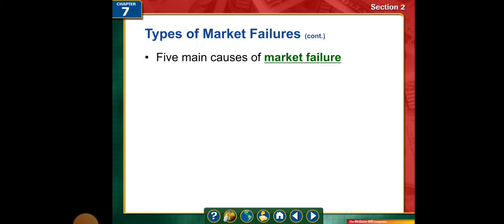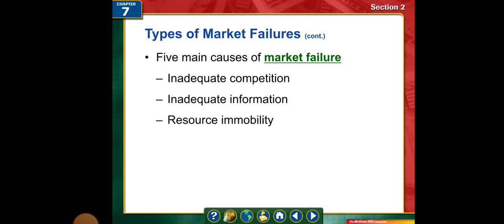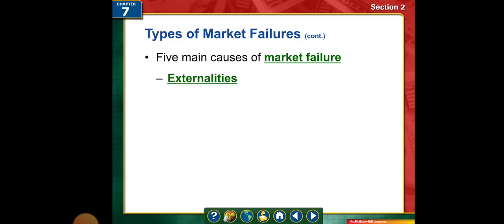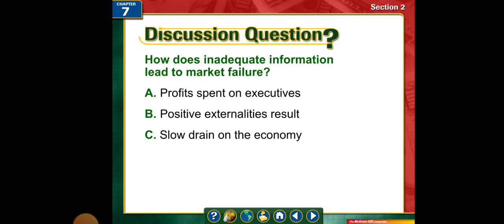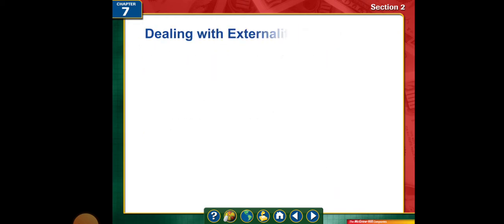So if I ask you, what are the 5 main causes of market failure? Inadequate competition, inadequate information, resource immobility, public goods, and the last thing, which is externalities. We will discuss externalities more because they have 2 main parts: negative externality and positive externality. So before we continue, how does inadequate information lead to market failure? Inadequate information, profits spent on executives, positive externalities result, slow drain on the economy. We will discuss this in the session.